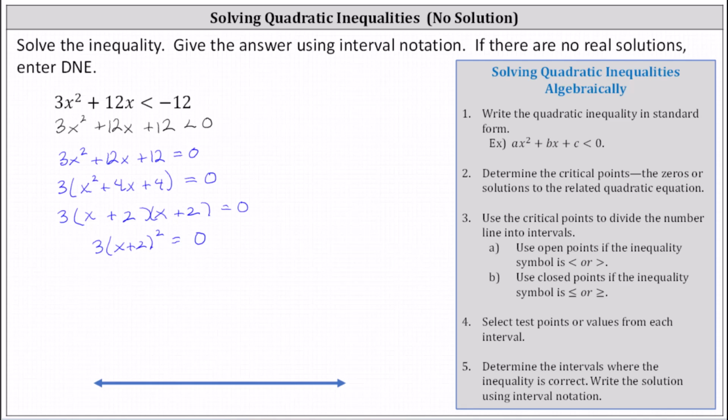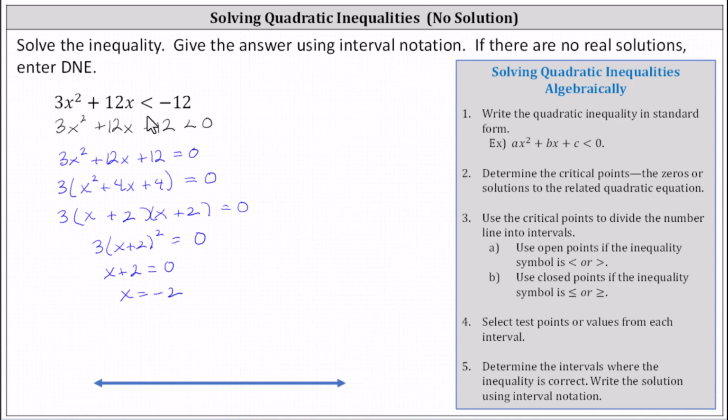Notice the left side is 0 only when x plus 2 equals 0. Solving for x, we have x equals negative 2. So here we only have one critical point, which we now plot on the number line as either an open point or closed point based upon the original inequality.